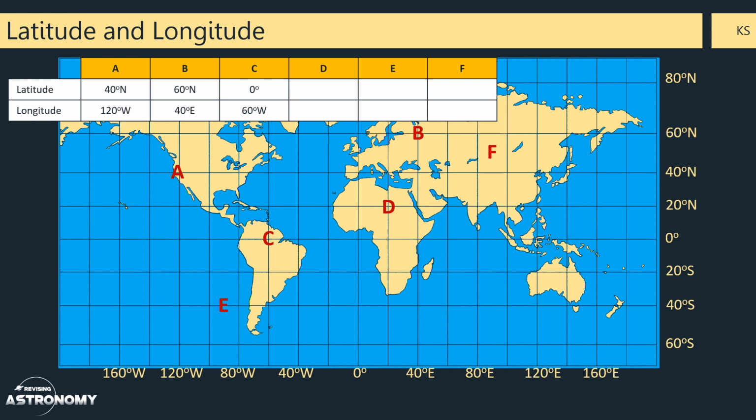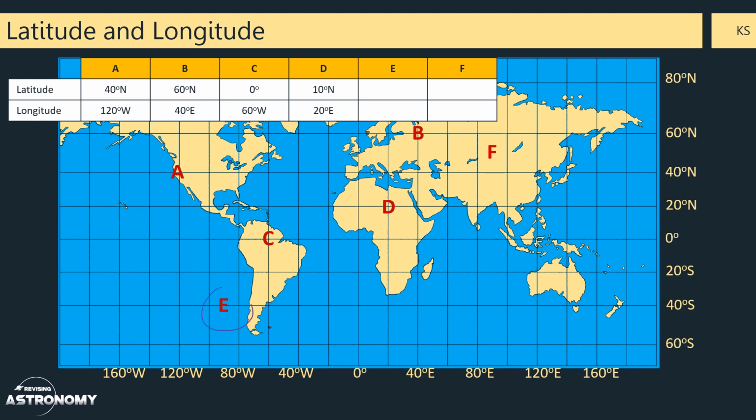Next up we have D over here. So D going across has a latitude of 20 degrees north, and then the longitude, you can see a similar problem to the previous one. It's to the east, and it's somewhere between 0 and 40. As it's halfway in between, it will be 20 degrees east. So 20 degrees north and 20 degrees east.